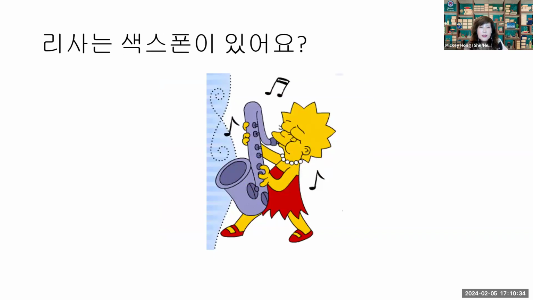그 다음 리사는 색스폰이 있어요? Yes, she's playing it right now. So 네, 있어요. So it's just the short form of, saxophone 있어요 because she has a saxophone and it's already asking the question. So it's redundant. Just say 네, 있어요. Yes, I have it.